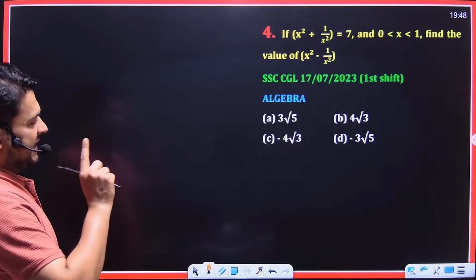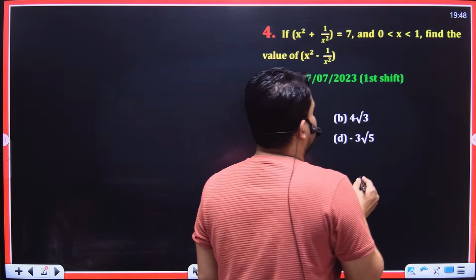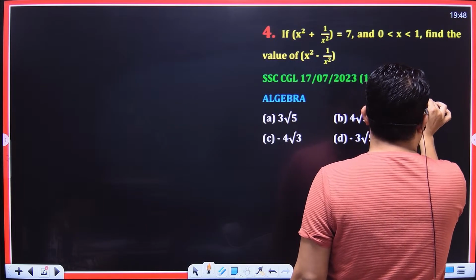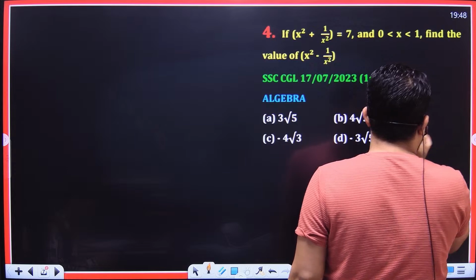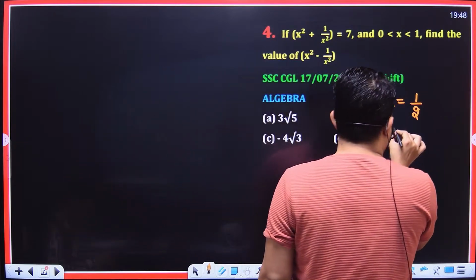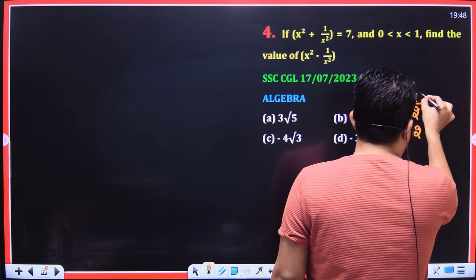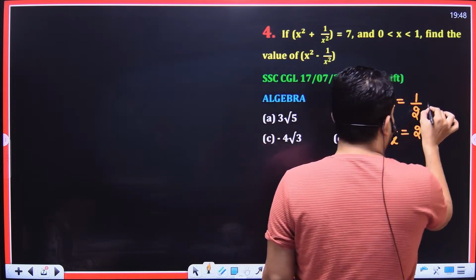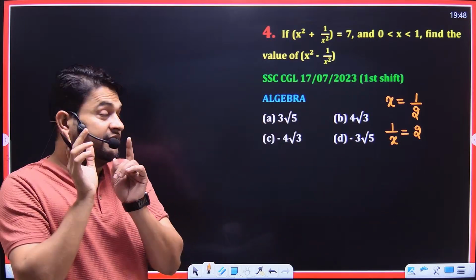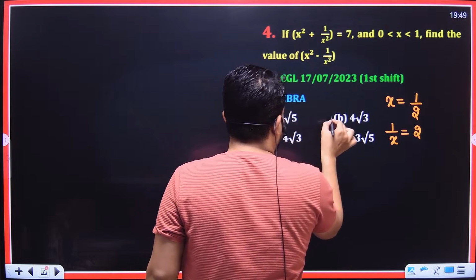See, the value of x is greater than 0 but less than 1. So we can say that x has a fraction value. If x is equal to 1 by 2, then the reciprocal of x is 1 by x, which means 1 by x is equal to 2. So 1 by 2 whole square is equal to 1 by 4, and 2 square is 4. 1 by 4 minus 4, then my answer will always be negative. So this one and this one will be eliminated.